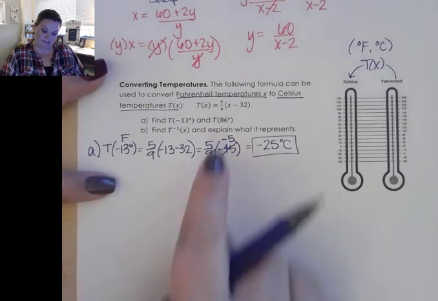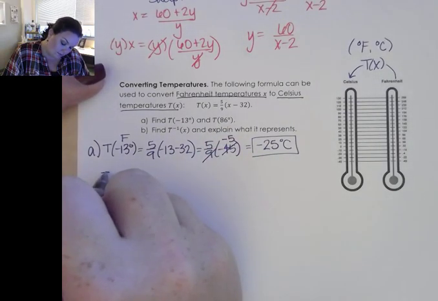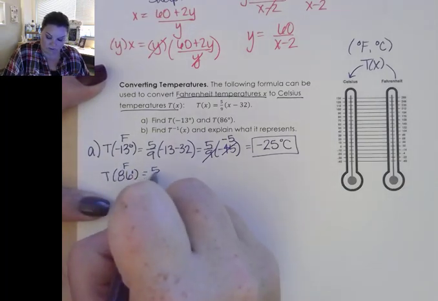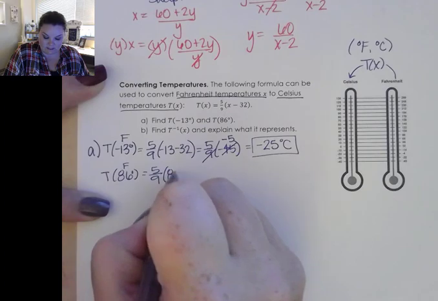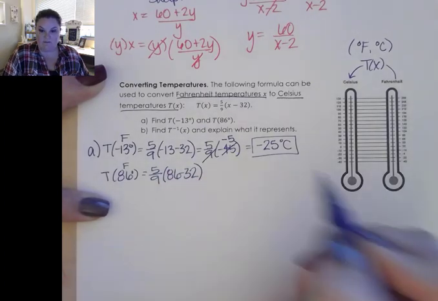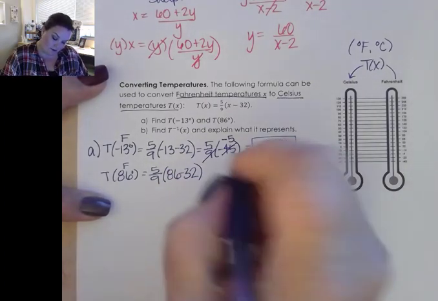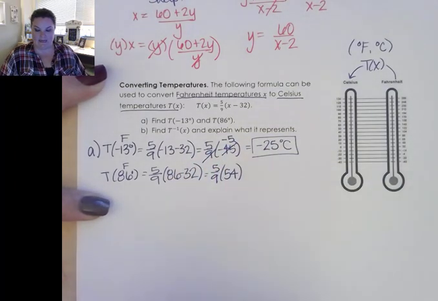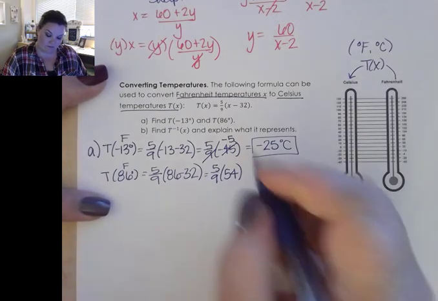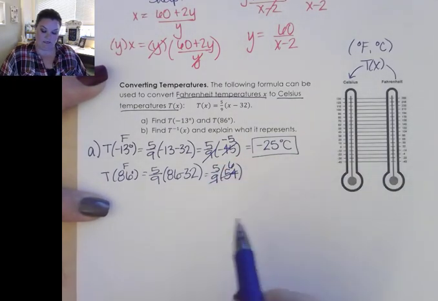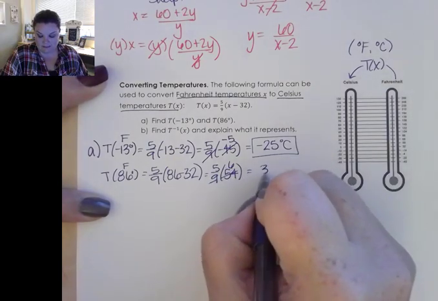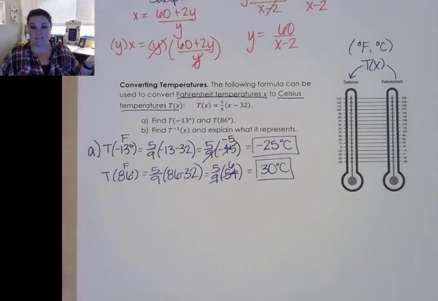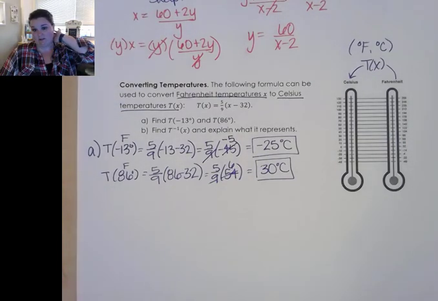Then we want to do the same thing for T of 86, so T evaluated at 86 degrees Fahrenheit. We plug it into our formula, which says to do 5/9 times our input, which is 86, minus 32. Here, 86 minus 32 gives me 54. And again, 9 divides evenly into 54 six times. 5 times 6 means this converts to 30 degrees Celsius. So part A wasn't even talking about the inverse, it just wanted us to evaluate the function.